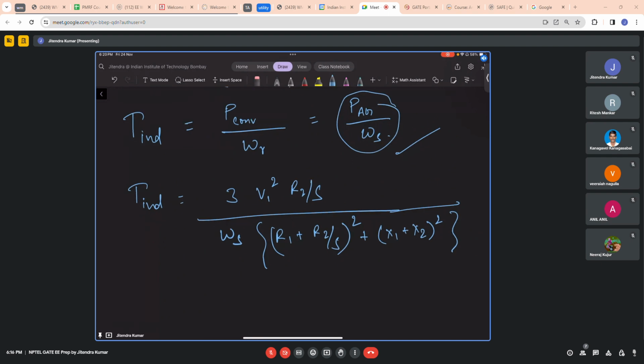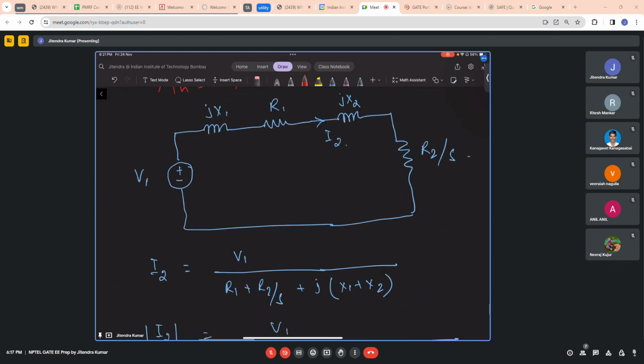Here, generally candidates have many confusions whether this omega in the denominator will always be rotor speed or synchronous speed. So the straightforward solution, as I stated in the last session as well, is that if you are calculating induced torque from air gap power, you have to take this value as synchronous speed. If you are going with converted power, which is another way, then you can use rotor speed. It is the most important expression and widely used. Why? Because this is a very simple equivalent circuit, and from this circuit you will be able to find out the rotor current, and that rotor current squared into R2 by S will give you the air gap power.